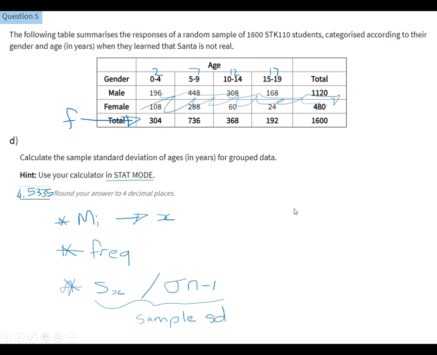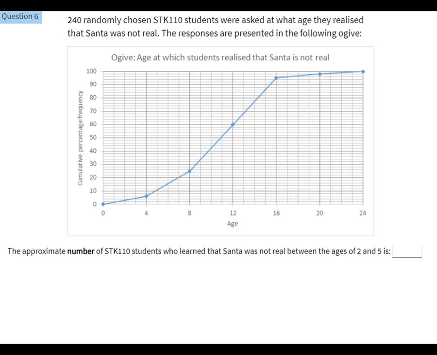So if you're stuck on this, go and check whether you can get to this answer on your calculator. You can also go check if you can get to it using Excel. In this case, using the calculator is actually the faster method. Now, the next question was about an ogive.